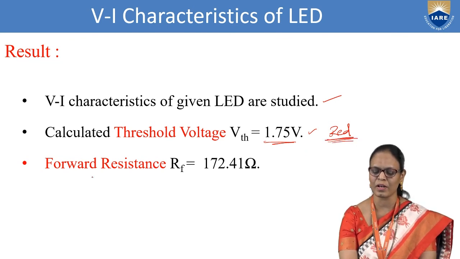Now the forward resistance we have calculated is 172.41. This we are calling the forward resistance.